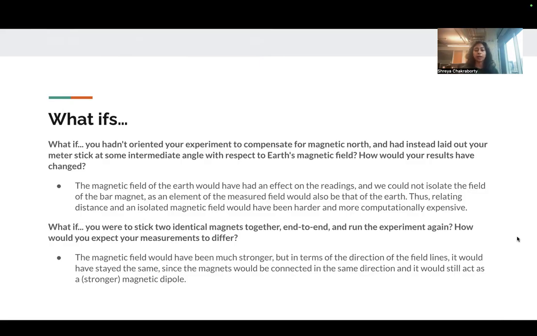Additionally, for what ifs, if we hadn't oriented our experiment to compensate for the magnetic north and just laid it out at a random angle, the magnetic field of the Earth would have definitely affected the X, Y, and Z components of the readings on our magnetometer. So relating distance and isolating the magnetic field of just the magnet would have been difficult. And if we had stuck two identical magnets together end to end and done it again, we would have just gotten a larger magnetic field magnitude, but the directions would have been the same on axis and off axis.